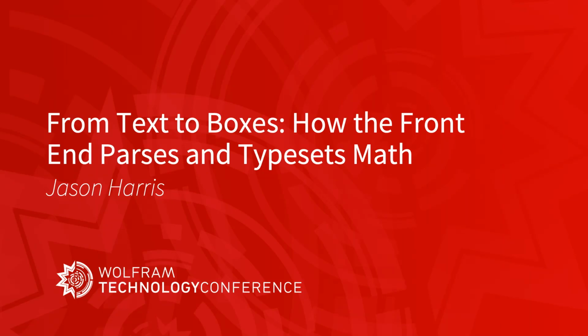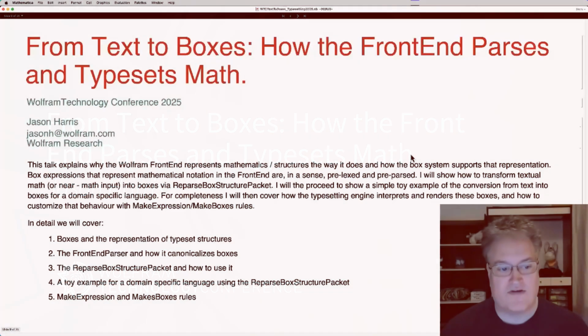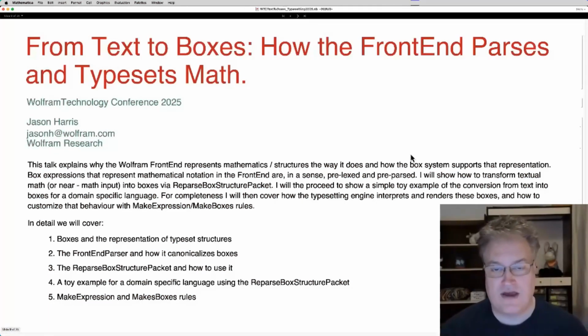Welcome to this talk on from text to boxes and how the front end parses and typesets math. This talk will explain why the front end represents mathematical structures, or typeset structures, in the way that it does, and how the box system supports that representation. Box expressions that represent the mathematical notation in the front end are in a sense prelexed and pre-parsed, and we'll talk about what that means.